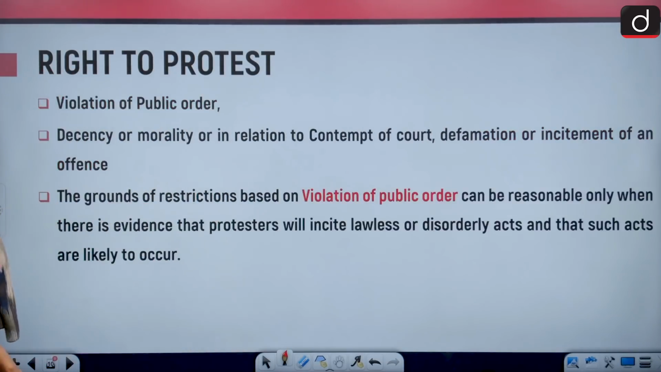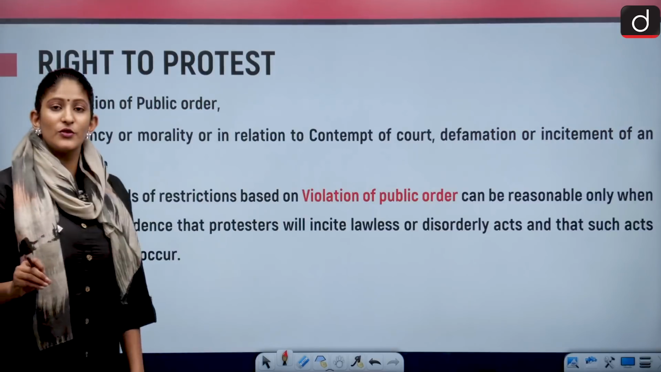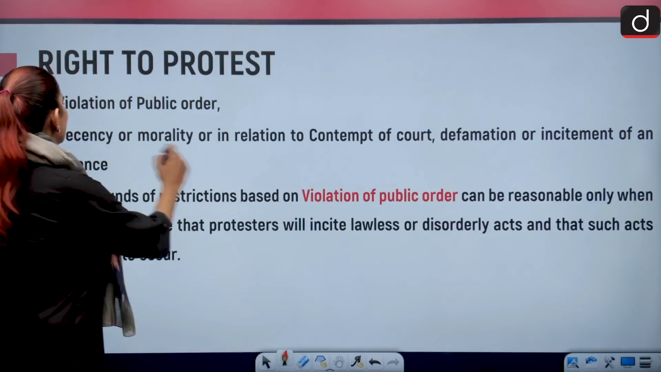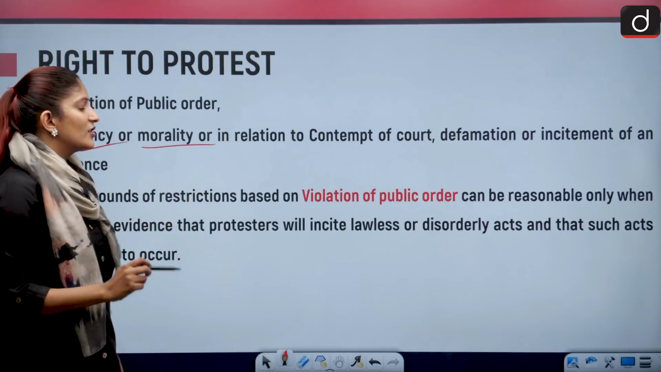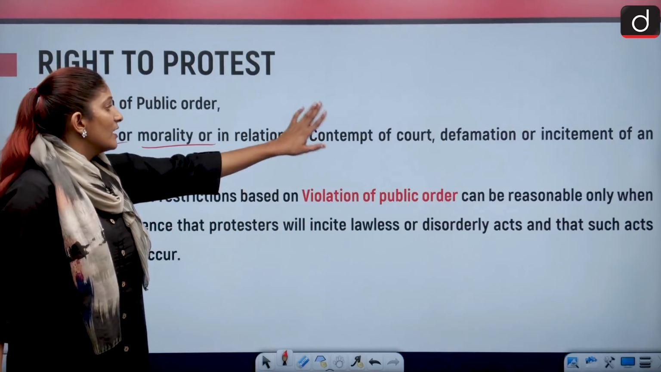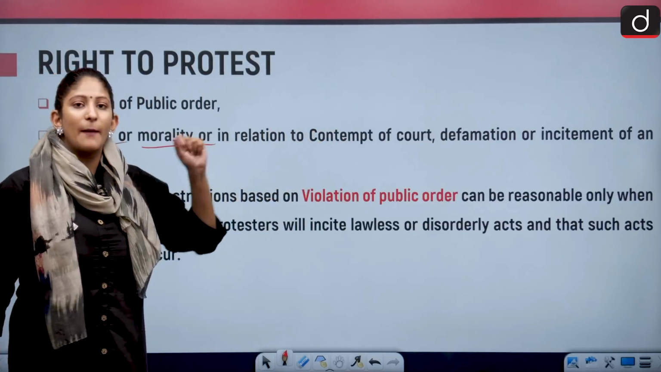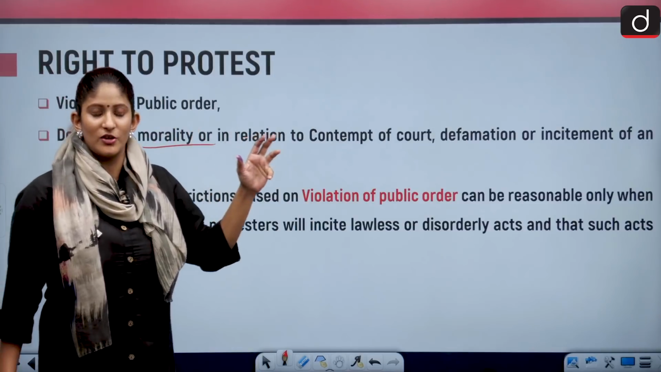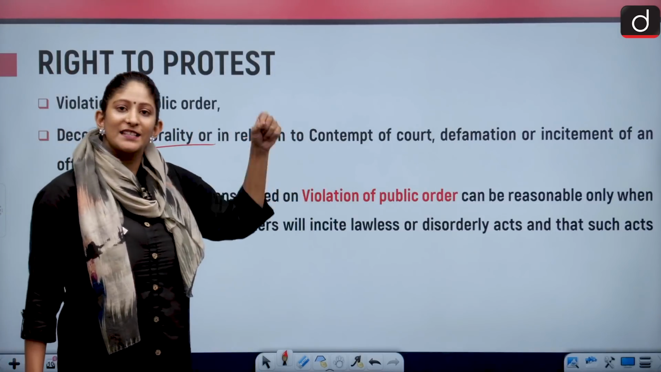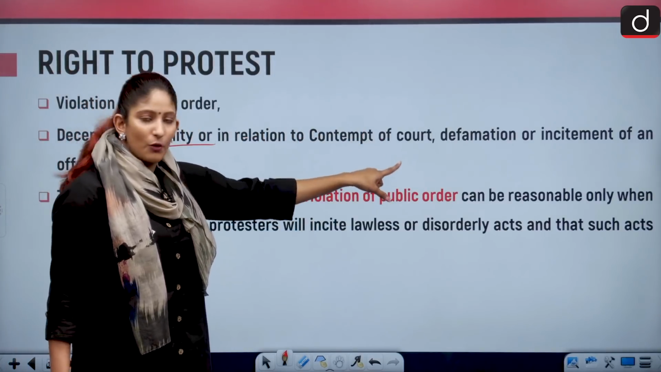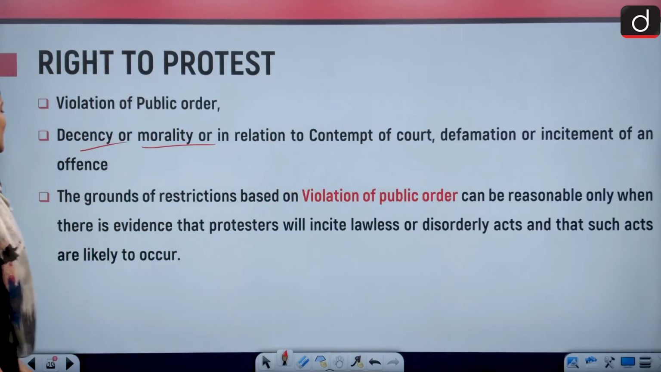Moving on. Now, violation of public order. Social order should be kept, and decency, morality, or in relation to contempt of court. Again, you might not remember this. Sometimes what happens, the brain takes only few information, and this could be something that escapes your mind. So contempt of court, defamation, or incitement of an offense. The grounds of restriction based on violation of public order can be reasonable only when there is evidence that protesters will incite lawless or disorderly acts, and that such acts are likely to occur.